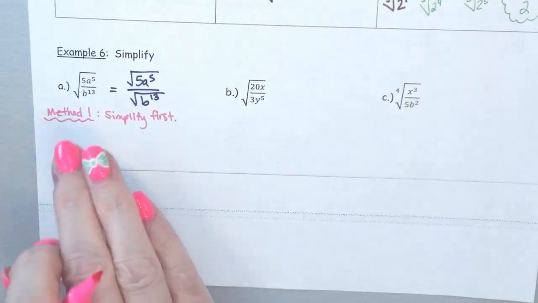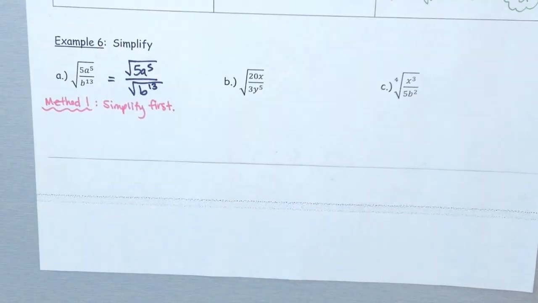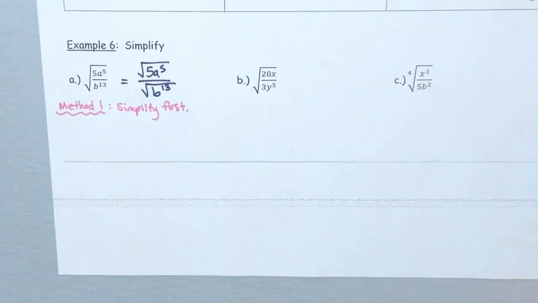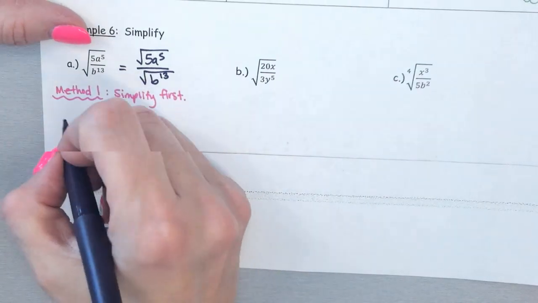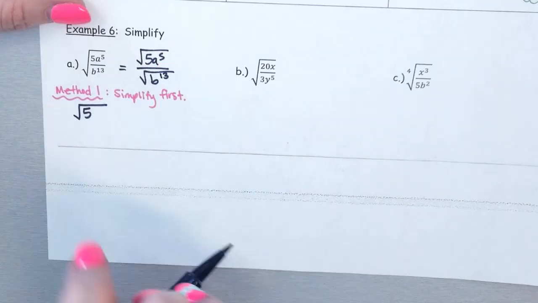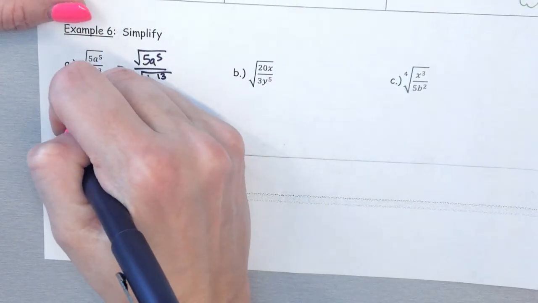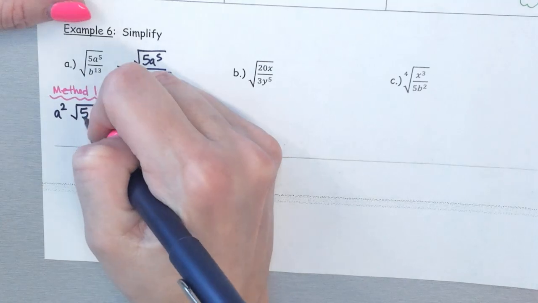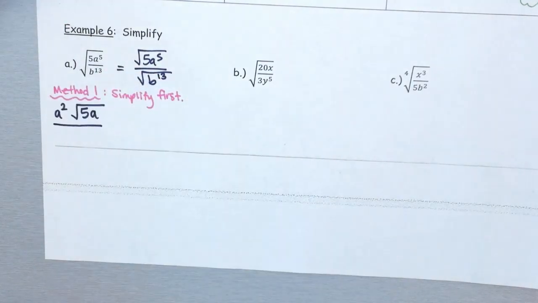Which means we're going to simplify the numerator and the denominator. We can't simplify the square root of 5, so that's going to stay underneath. But 2 goes into 5 how many times? 2, with how many left over? 1. Okay, go ahead and simplify the denominator.